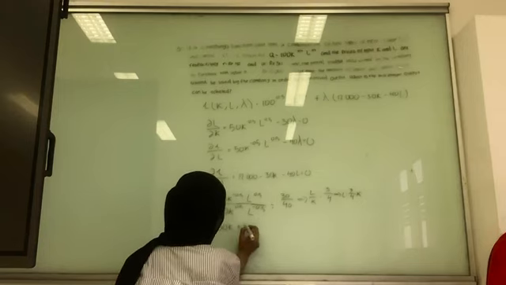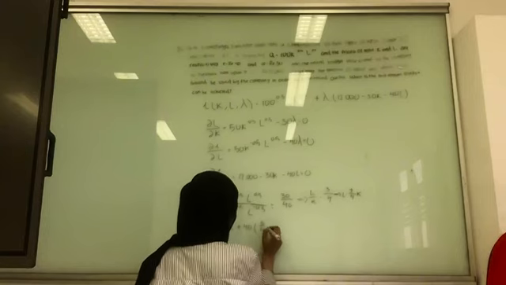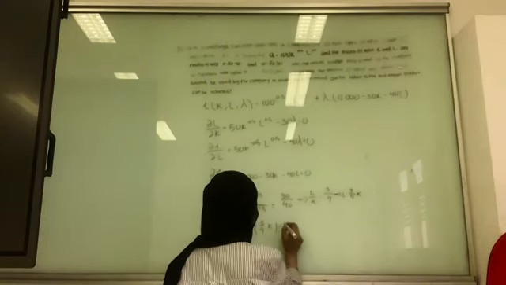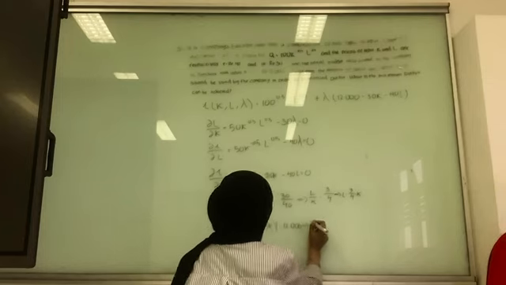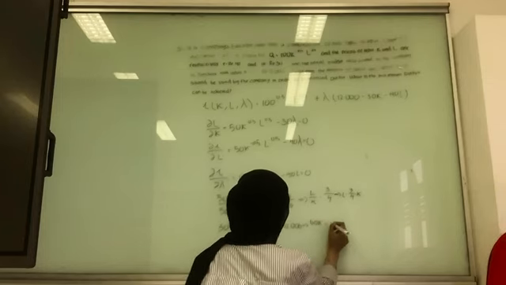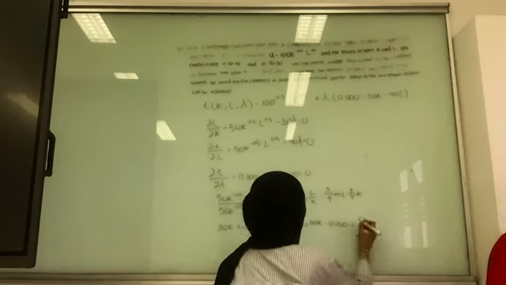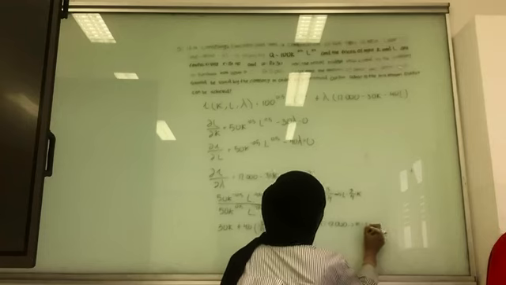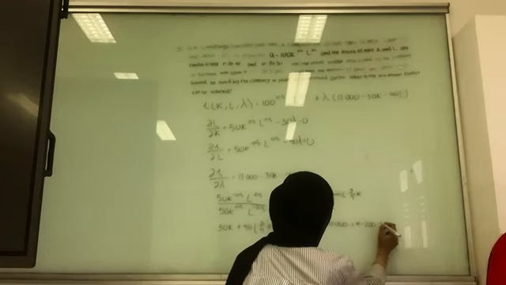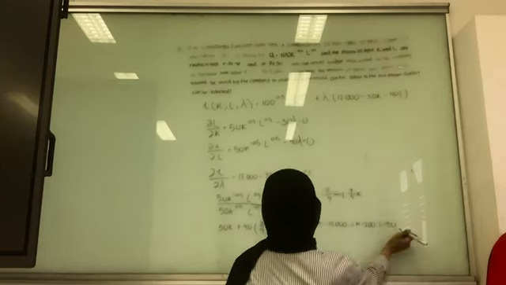Now we substitute into the constraint. 30K plus 40 times 3 divided by 4K is 12,000. 60K is 12,000. K is 200 and L is 150.